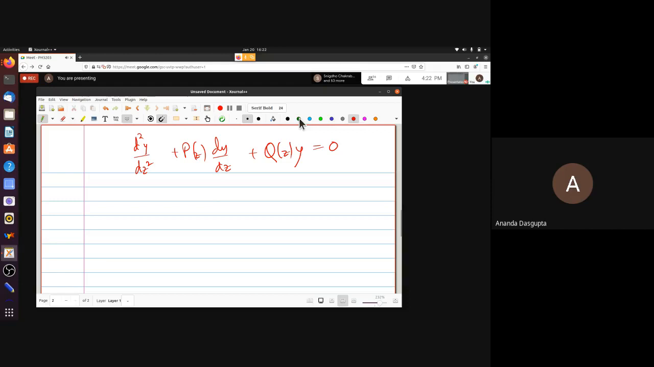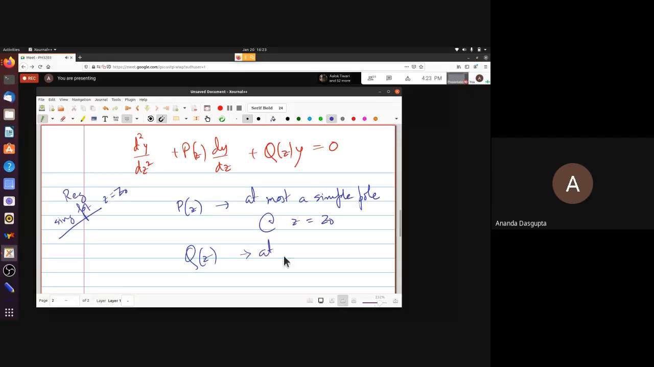Of course, as most of you know, a regular singular point z equal to z0 is characterized by the fact that P(z) is at most a simple pole. So P(z), if it's singular, is at most a simple pole at z equal to z0. And Q(z) is at most a double pole.